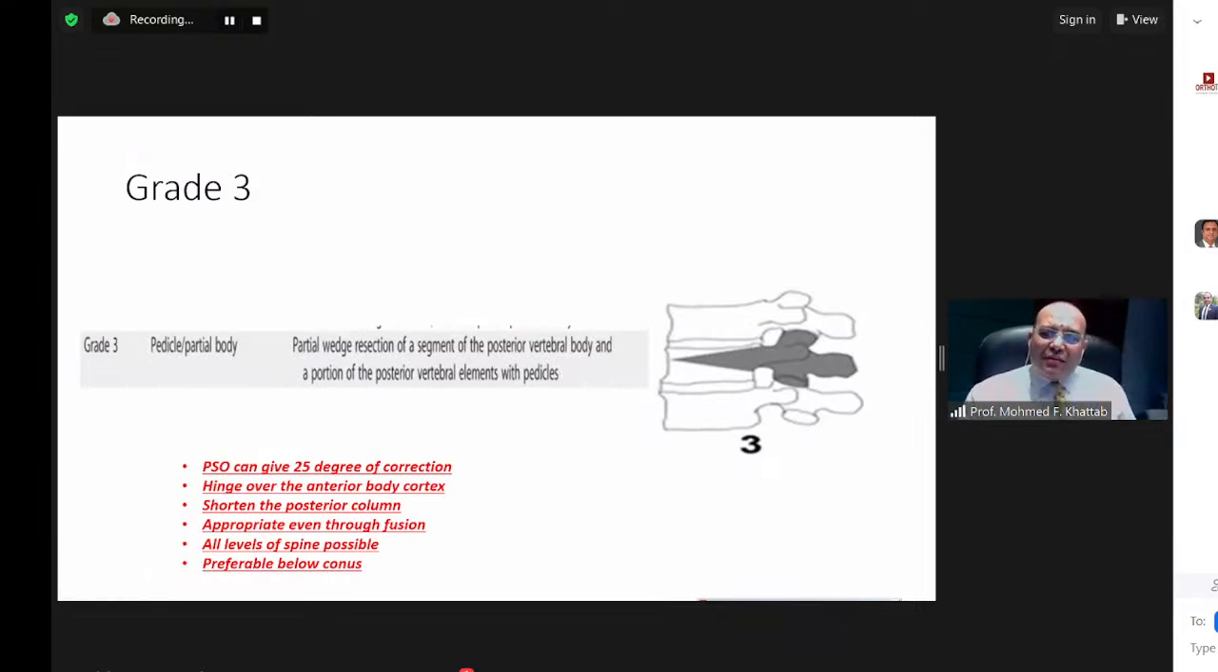Till now, we covered type 1 osteotomy and type 2 osteotomy and different indications. What about grade 3 osteotomy according to Schwab, which is the pedicle subtraction osteotomy? Partial wedge from the bone is resected with the pedicle, and we can achieve up to 25 degrees of correction. And here the hinge is the anterior body cortex. And of course, we shorten the posterior column, and it can be done at all levels of the spine, but preferable below the conus.